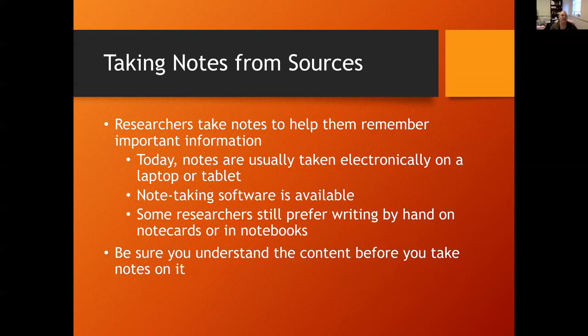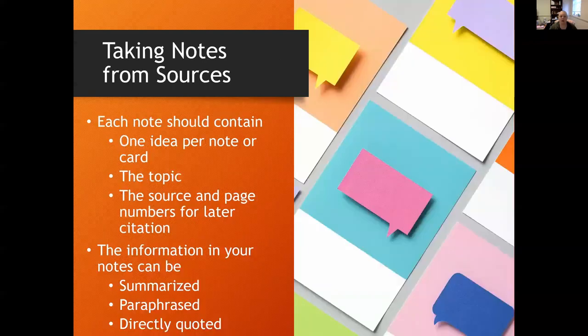A lot of times when I read through a source, I will actually read the entire document and then go back for the second round and start taking the notes on it so that I can fully understand what is going on with this article. Each note, though, that you do take should contain one idea per note or per card. It should include the topic and the source and the page number so that you can cite it later.